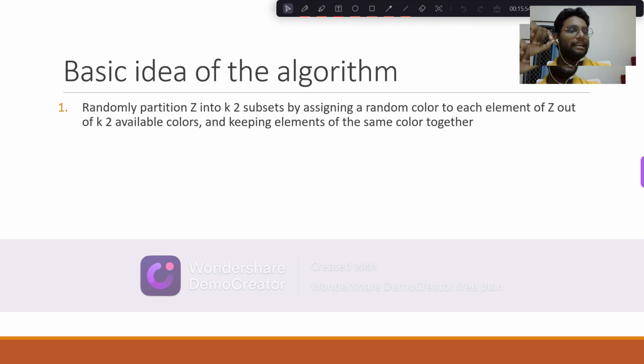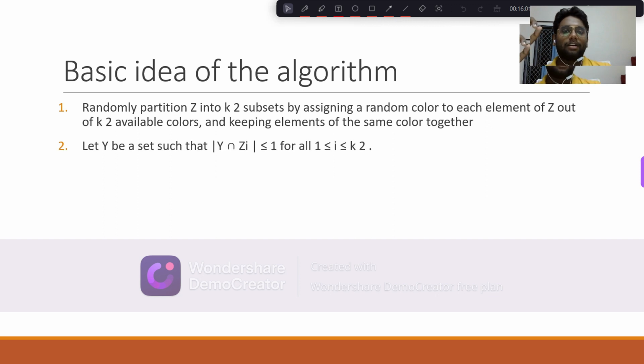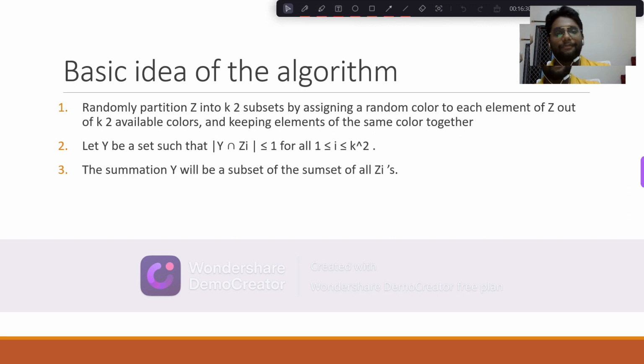For each element in Z, being the complete set, we'll color each of them with one of the k square possible colors. After coloring them, we'll partition them based on the color. So Z1 will have all the elements colored with color 1, similarly Zi is the set which has all the elements colored with color i. Now we'll define a set Y which has an intersection with each Zi of just one element or zero elements, and the subset sum will be the summation of Yi.